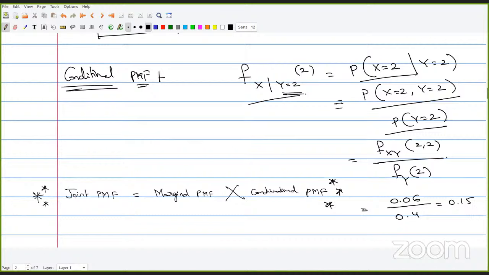If I have given you the joint PMF table, that means we have given you the joint PMF, marginal PMF, along with the conditional PMF also. One small joint PMF table is enough to find any probability based on conditional, marginal, and joint.